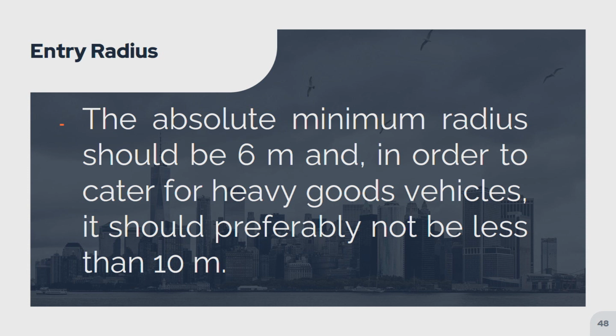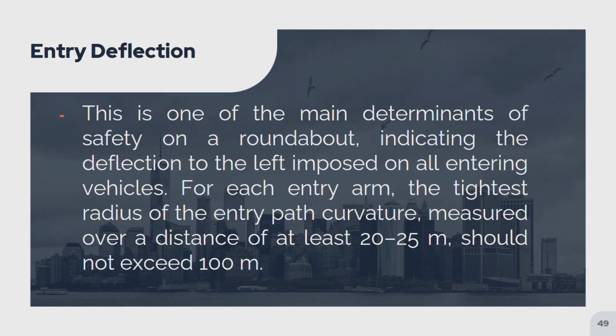Entry deflection. This is one of the main determinants of safety on a roundabout, indicating the deflection to the left imposed on all entering vehicles. For each entry arm, the test radius of the entry path curvature, measured over a distance of at least 20 to 25 meters, should not exceed 100 meters. Entry deflection will ensure that all vehicles passing in the roundabout are safe since the curvature path is designed for safety purposes.